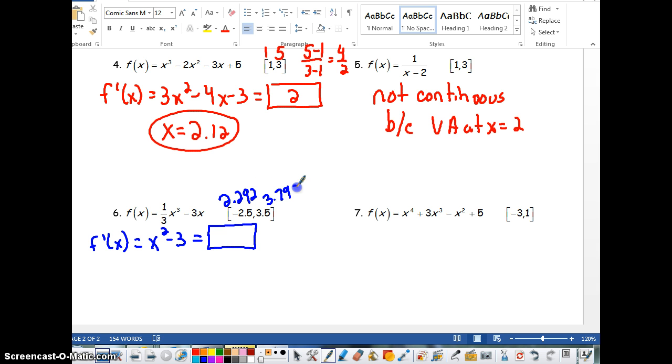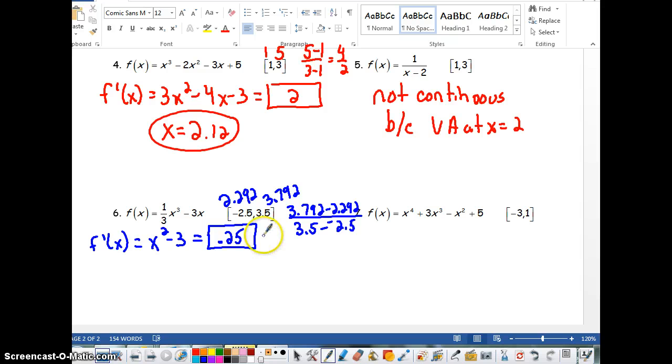Make sure you do go and practice that. Just take my word for it, make sure you can get those. Now again, I'm going to find my slope. When I do that, that's going to be 3.792 minus 2.292, all over 3.5 minus a negative 2.5, so it really becomes plus 2.5. That comes out to be 1.5 over 6, which when you reduce it is just 0.25, so it's 1/4. So again, x squared minus 3 is equal to 0.25.